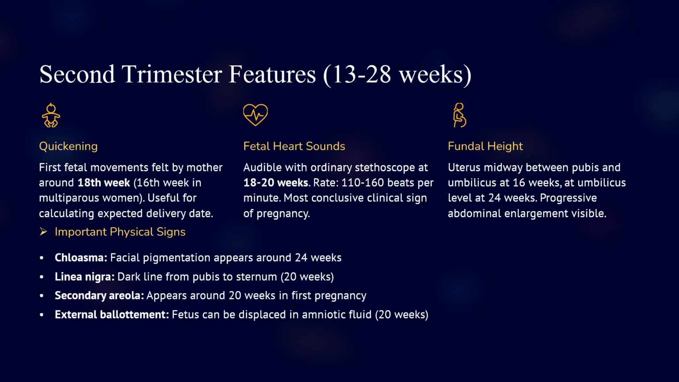Okay, so let's learn about the second trimester features, which is 13 to 28 weeks of gestation. So first is the quickening. You first feel the fetal movement by the time the mother is 18 weeks of gestation in a primi mother, and in a multigravida or multiparous mother, it is 16 weeks. Okay, and it is useful for calculating EDD. And how do you calculate this? We'll learn later on in another slide.